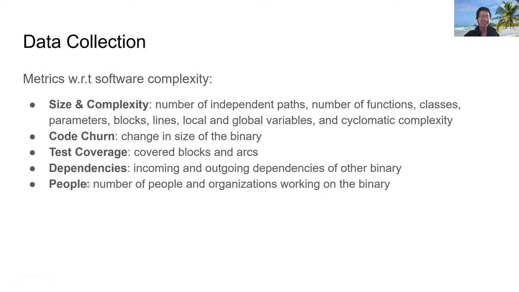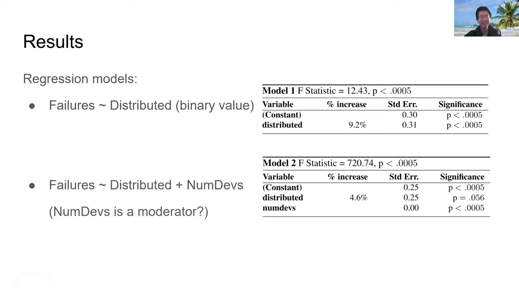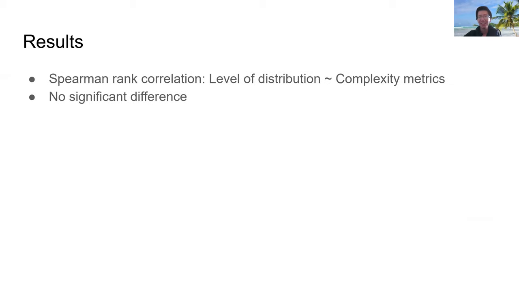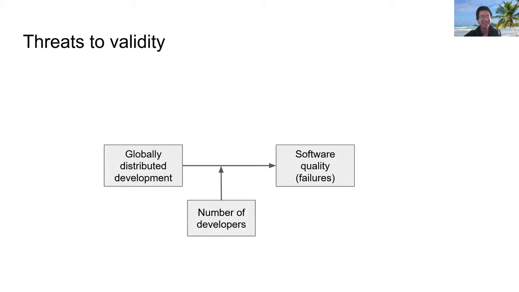Yeah, because in their complexity measurements, they also have number of people, right? So you can think of number of people as one of the complexity measurements. And they put the number of developers in this model, but not the other metrics. So that's interesting.